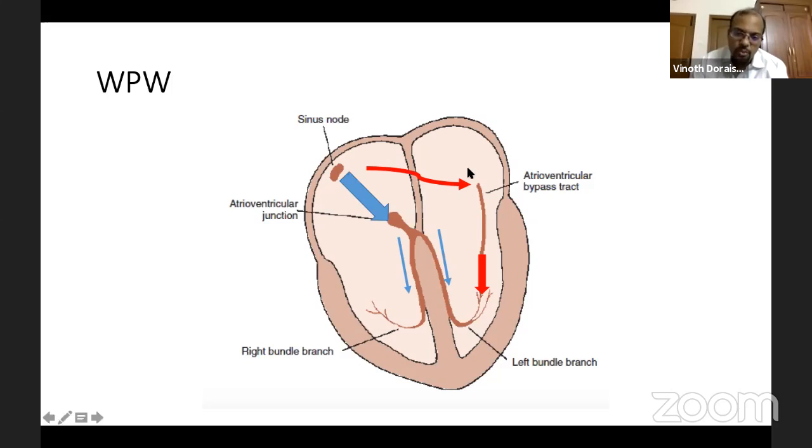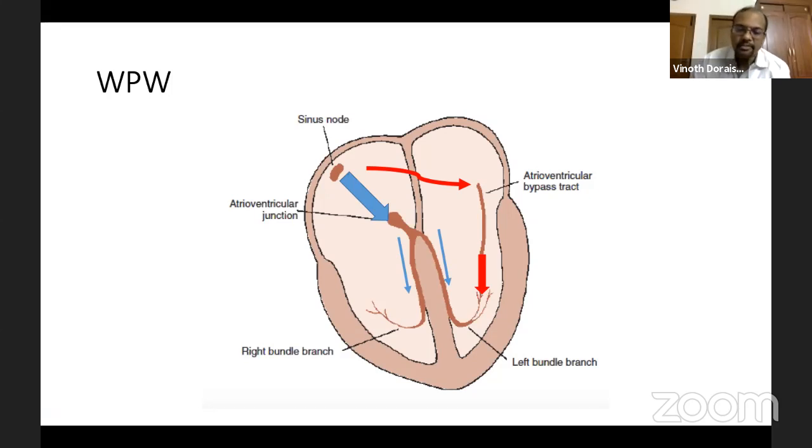So why is the QRS wide? I told you when the ventricle gets depolarized through the normal pathway, then it will be a narrow QRS complex. But here the ventricle is getting depolarized through an abnormal pathway, so the ventricle gets depolarized by muscle to muscle or cell to cell conduction. So the QRS becomes wide.